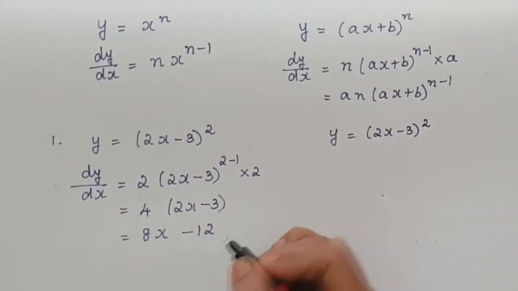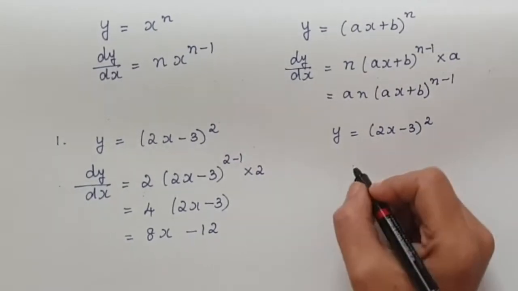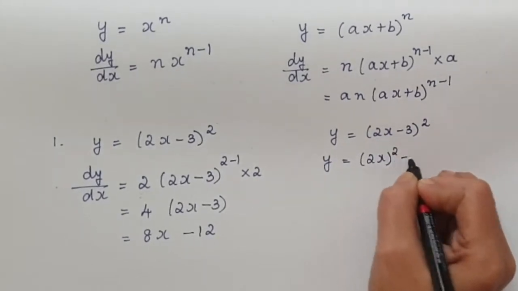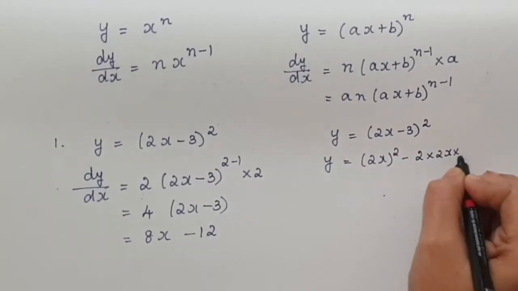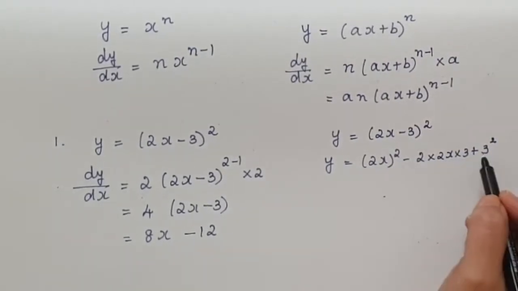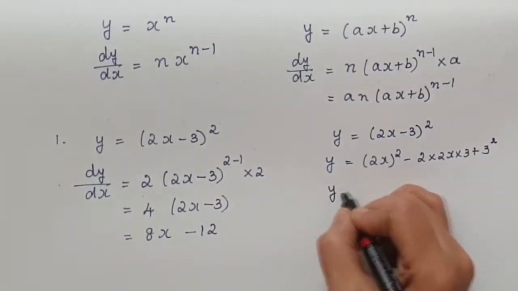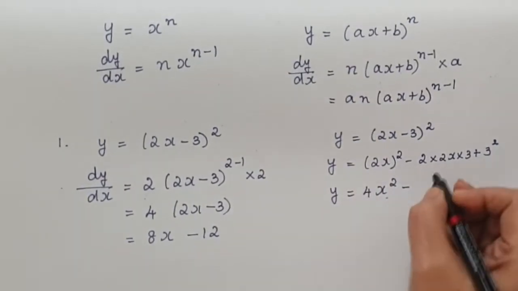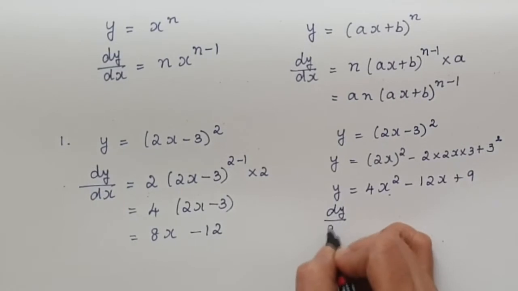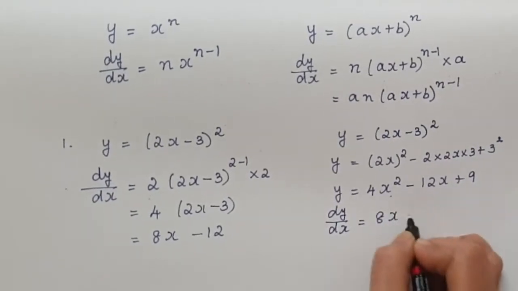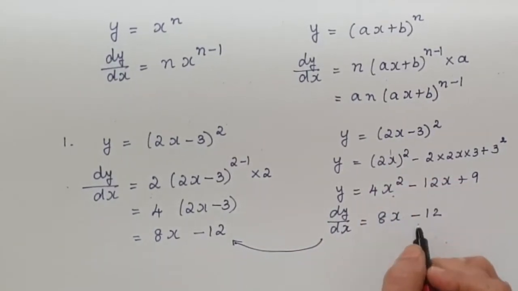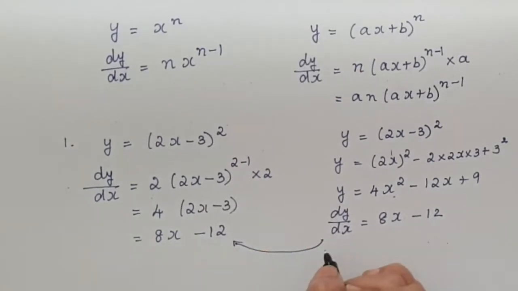So when you expand it, it comes as 8x minus 12. Now let us see whether this is correct by applying the formula for (a minus b) the whole square. So y will be equal to (2x) the whole square minus 2 into 2x into 3 plus 3 square. I have just applied the (a minus b) the whole square formula. So y will be equal to 4x square minus 12x plus 9. So in this case, our dy over dx will be equal to 8x minus 12. See, it's the same as this. So either you expand the bracket and simplify, or do it using the chain rule, you'll get the same answer.